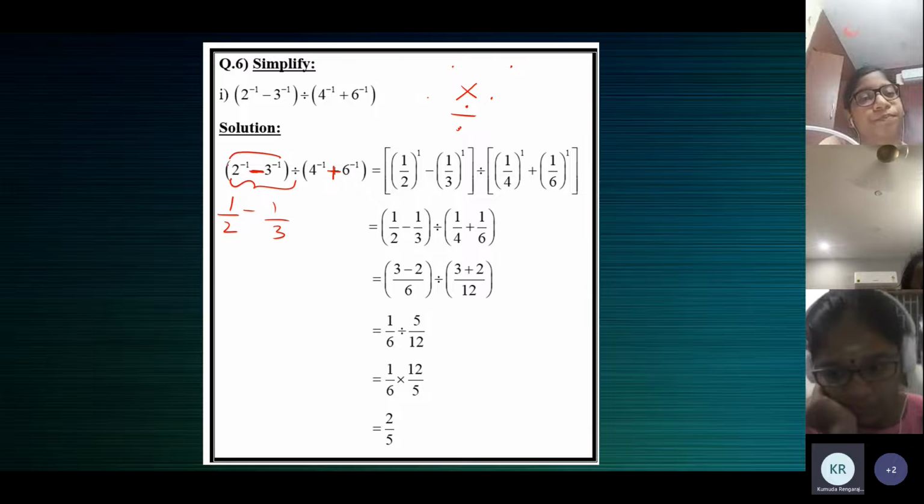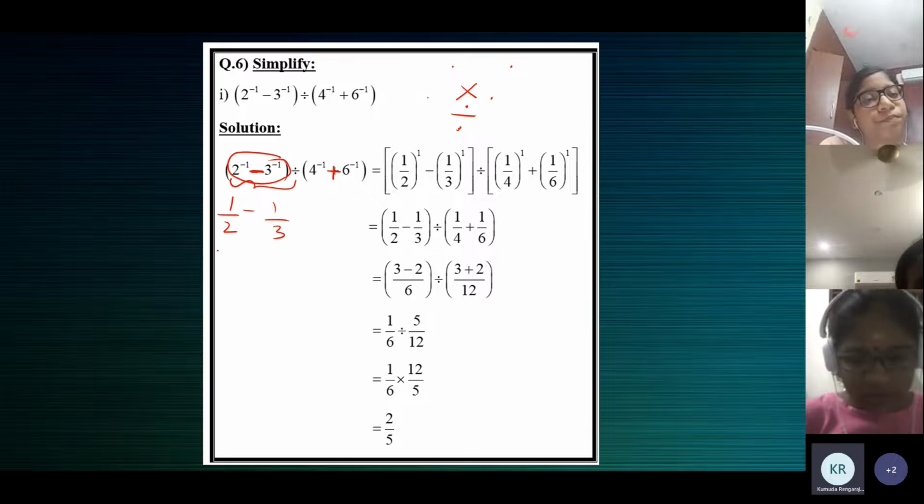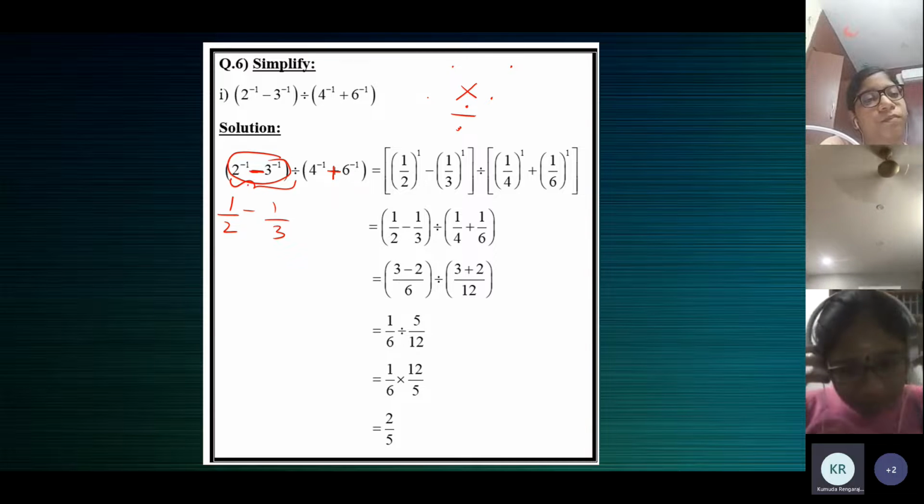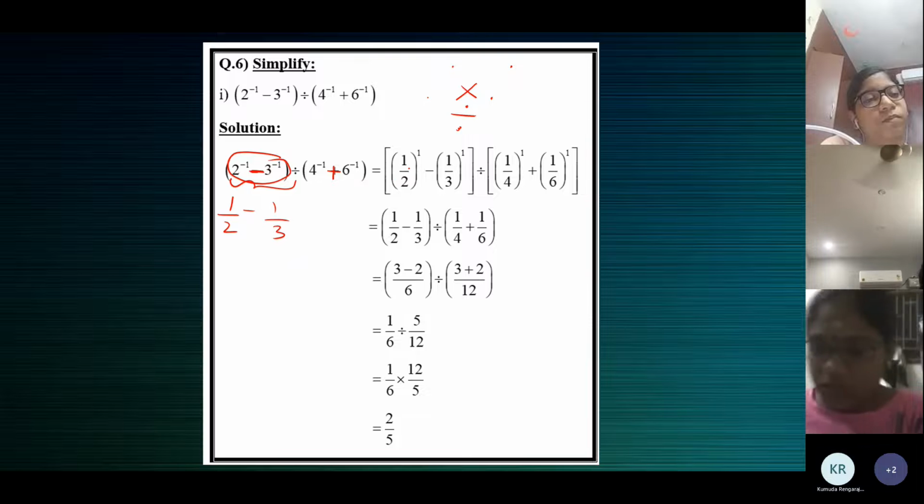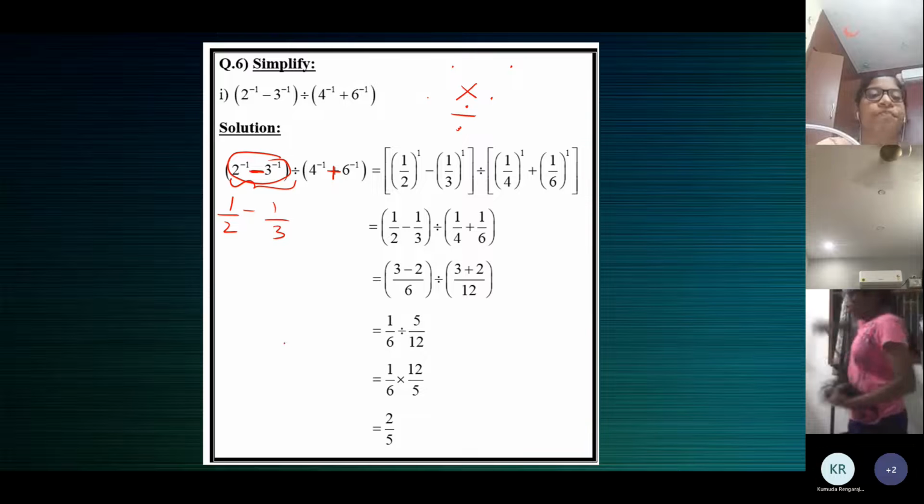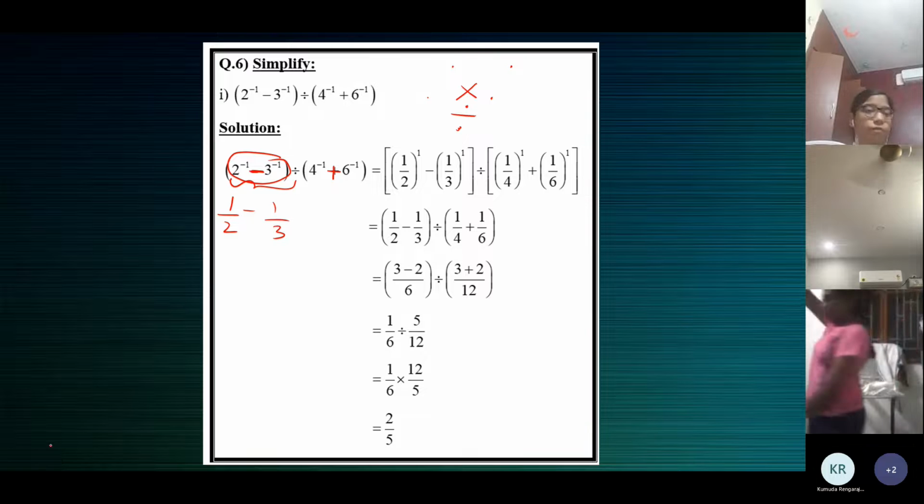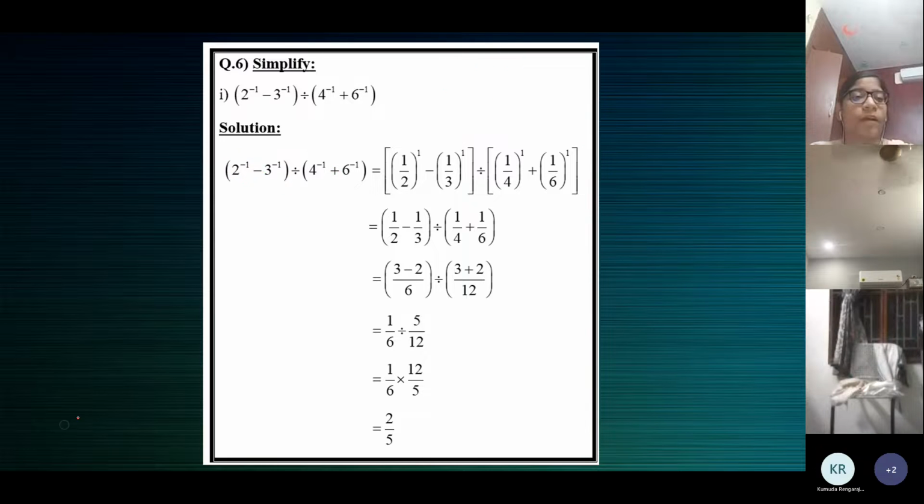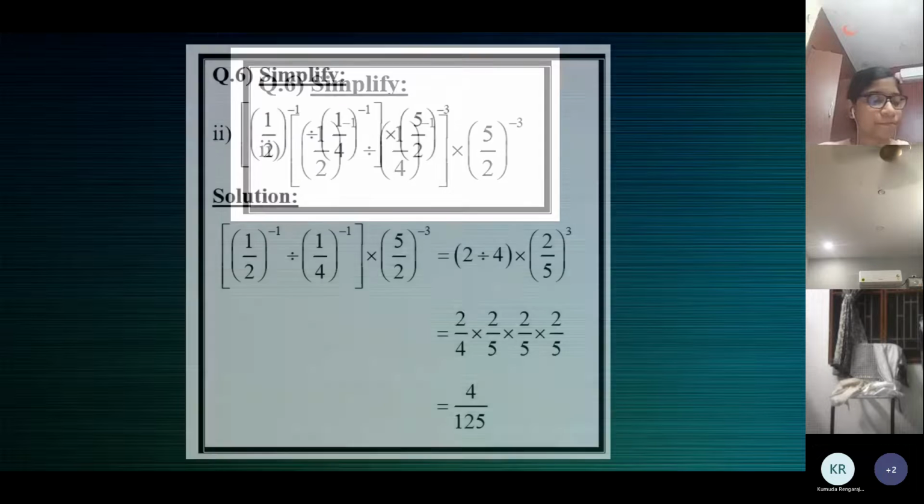So here there is no option. You don't know what to do. So we make the negative power positive, which looks like 1 by 2 minus 1 by 3. So now it gives you hope. OK, now finally I can take the LCM and then simplify. Correct? Yes, ma'am.